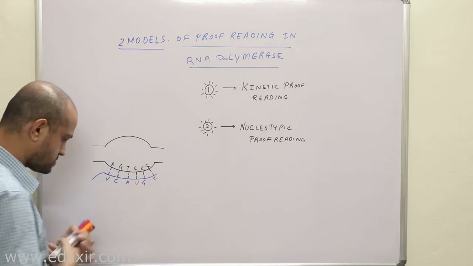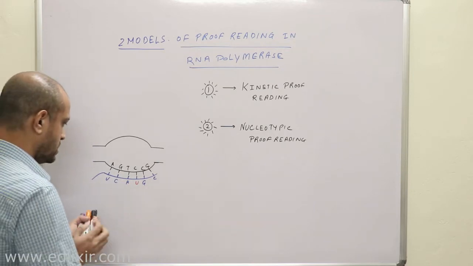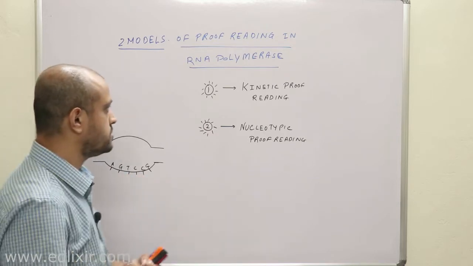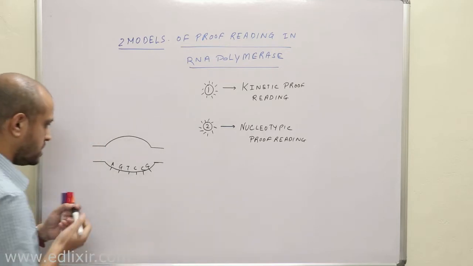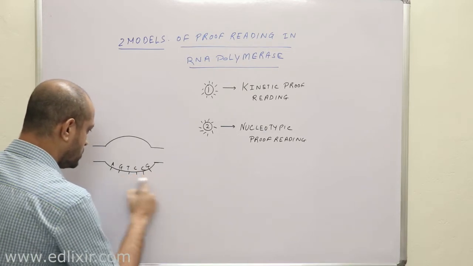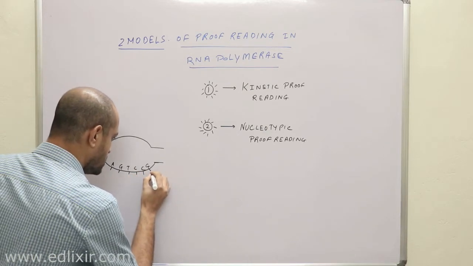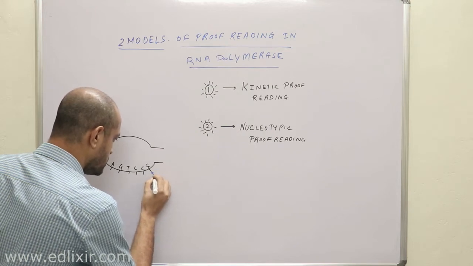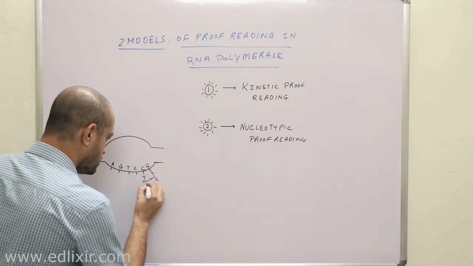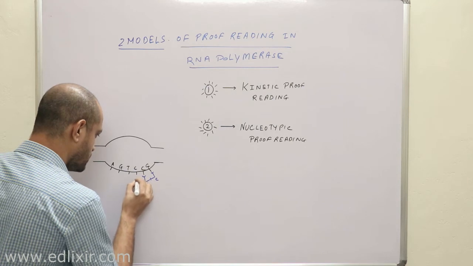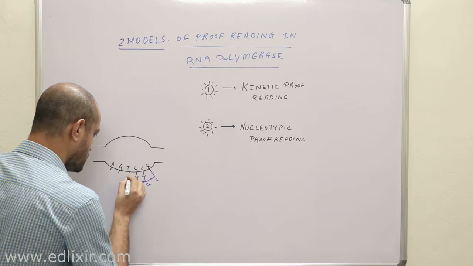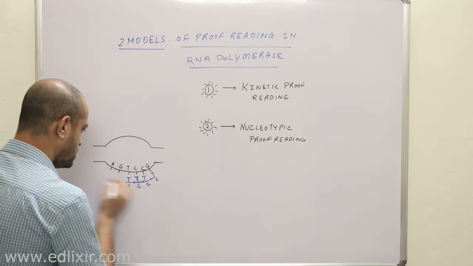Now suppose RNA polymerase, okay, sorry. So now we will be discussing kinetic proofreading. Suppose RNA polymerase is now starting to incorporate nucleotide bases here. Suppose it has incorporated C. Now what will be this? G, right? What will be this? G. Here what will be this? Opposite A, right? Now listen.